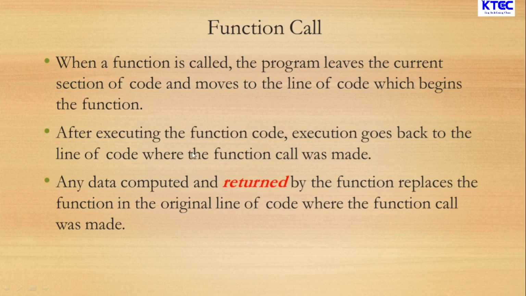After executing the function code, execution goes back to the line of code where the function call was made. So after going to the function and executing what it has to execute, it comes back to your code and continues. Any data computed and returned by the function replaces the function call in the original line of code where the call was made. So after it goes there to execute the function and comes back, the return value you get will be replaced by what? The name of the variable used to represent it over there. So now let's look at the example.